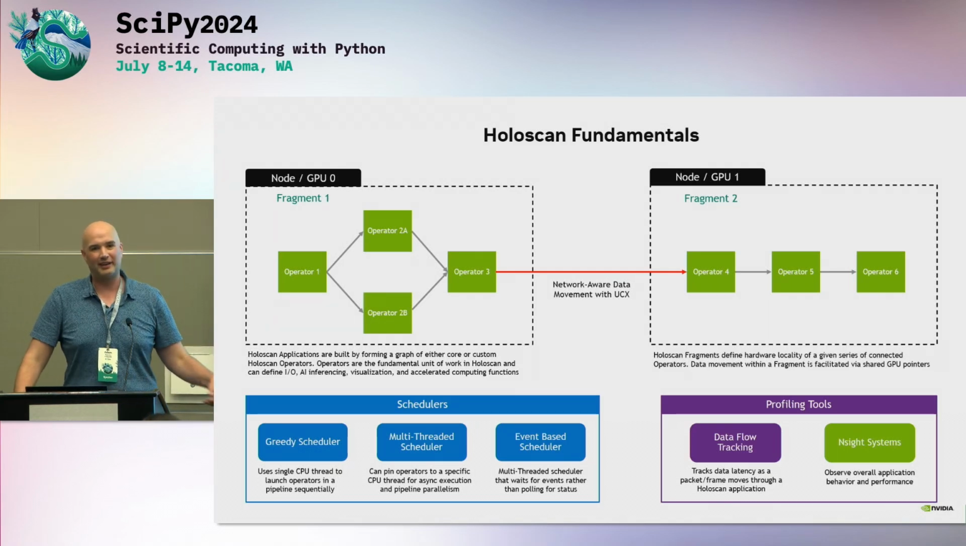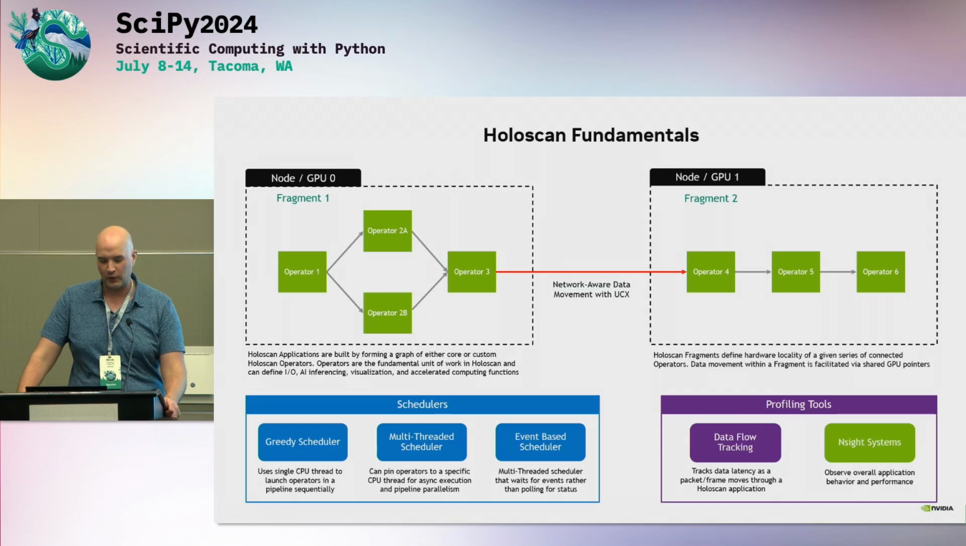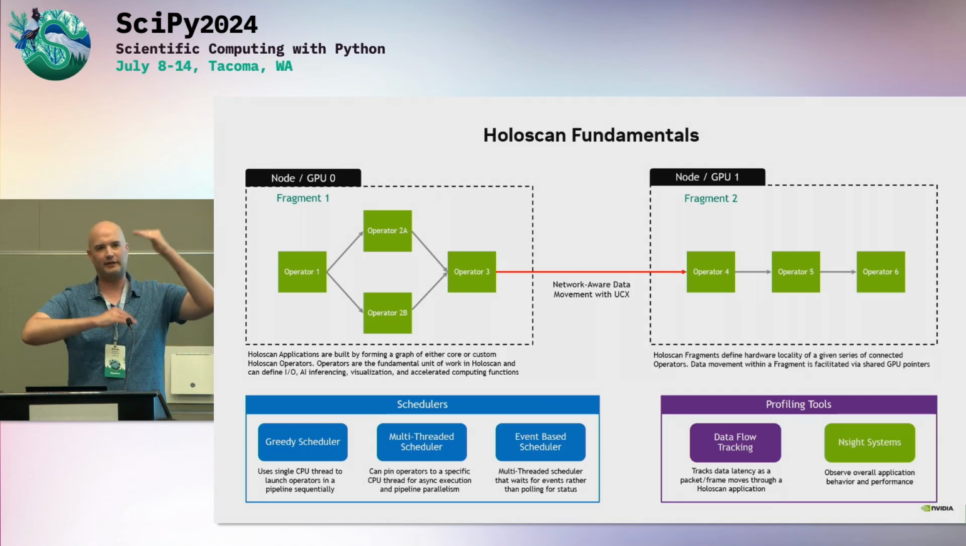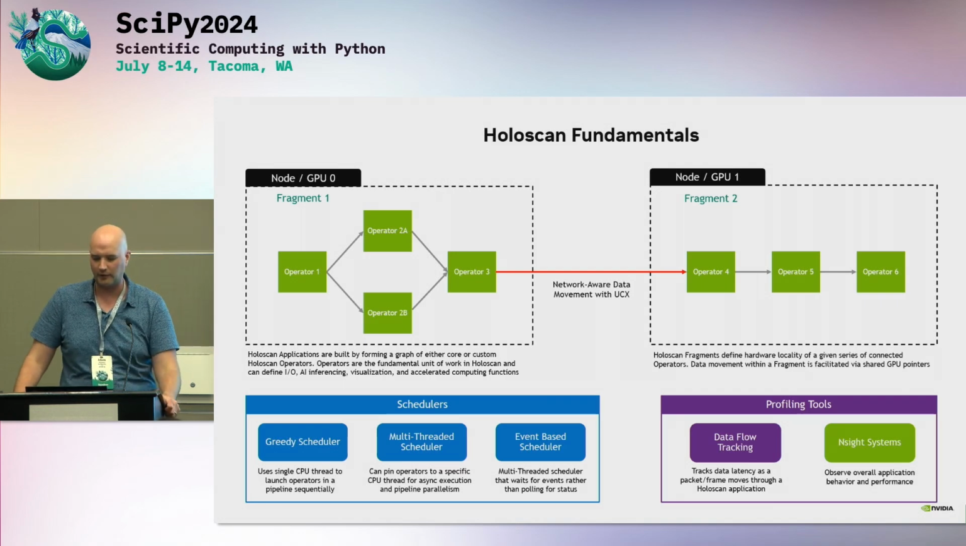So this is the one that comes out of the box. It's single-threaded. It just works, right? If you're just learning Holoscan or just building an application, that would be the one to choose. But we also have high-performance ones, particularly for high bandwidth and low latency packet processing, where you can pin a CPU thread to a specific operator. So when work's done, you can invoke async pipeline parallelism with it as well.